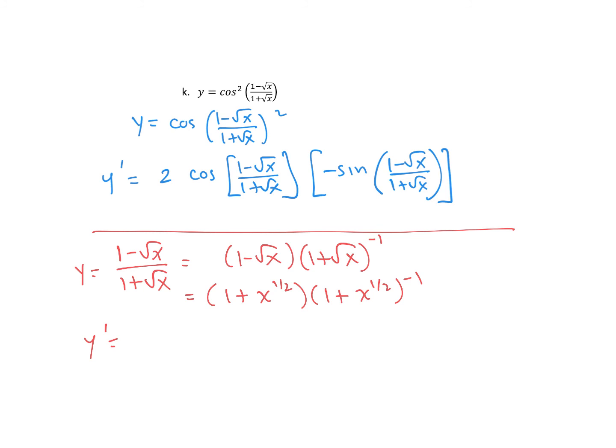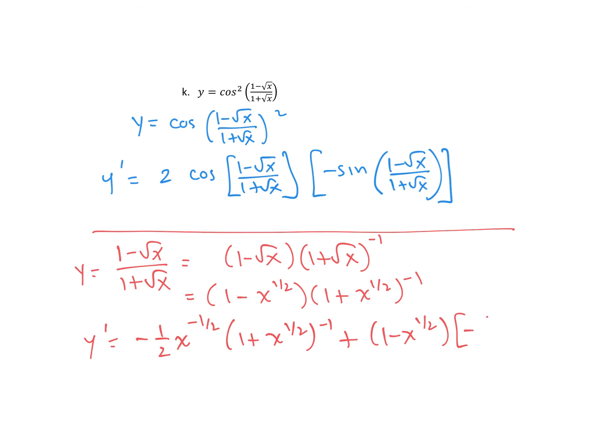So the derivative of the first bracket is going to be, oh, I think I have a sign error here. That's supposed to be a minus. Okay, so it's going to be minus 1/2 x to the power negative 1/2. Second bracket stays the same. Plus, first bracket stays the same. Then we're going to take the derivative of 1 plus x to the 1/2 to the minus 1.